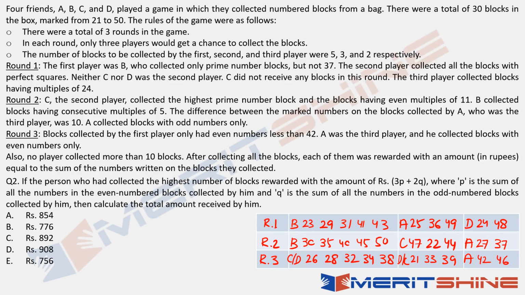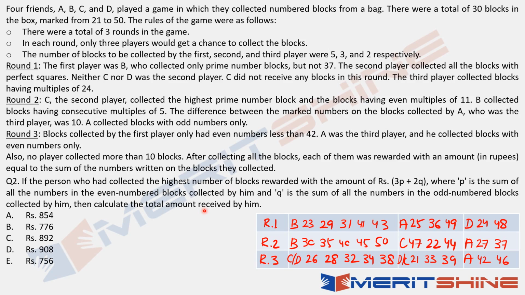That's the second question on screen now. It's a relatively simple one, just some very basic calculation. If the person who had collected the highest number of blocks is rewarded with the amount of rupees 3p plus 2q, where p is the sum of all the numbers in the even numbered blocks collected by him and q is the sum of all the numbers in the odd numbered blocks collected by him, then calculate the total amount received by him. First of all, who is this person?